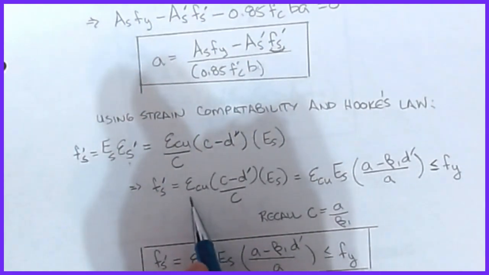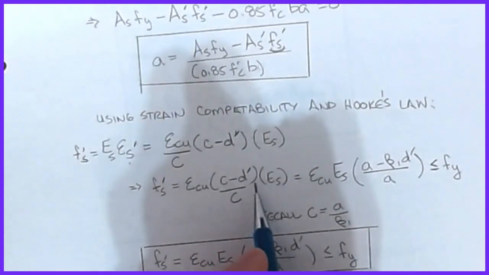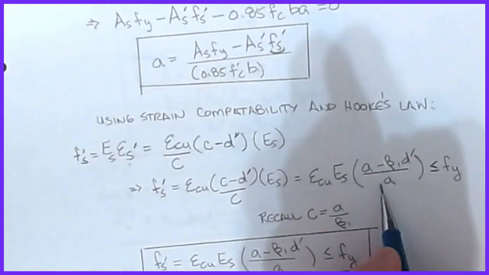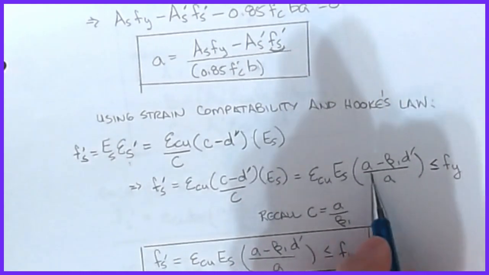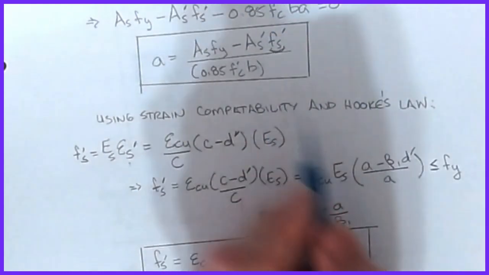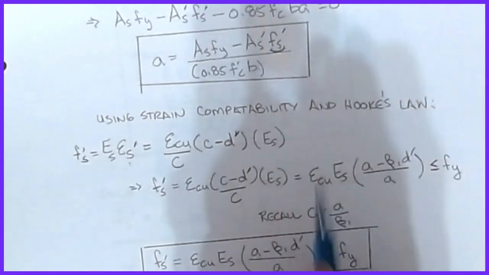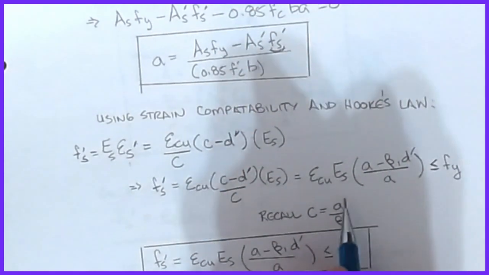And what I like to do, so this was what came out of the strain proportions with the C's and the D prime. You can actually rewrite this a little bit as A minus beta 1 D prime all over A. Since I've got A from this calculation and D prime I know and beta 1 I will know, then I can check this.